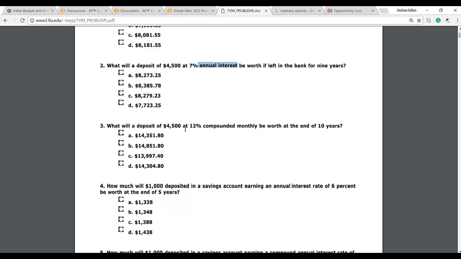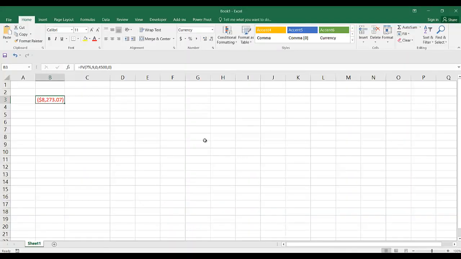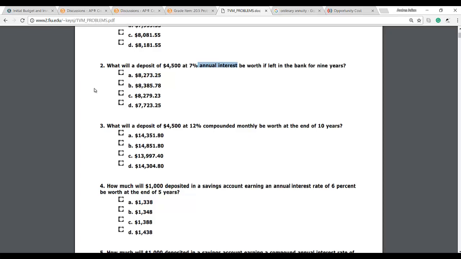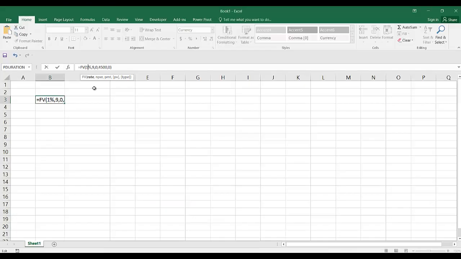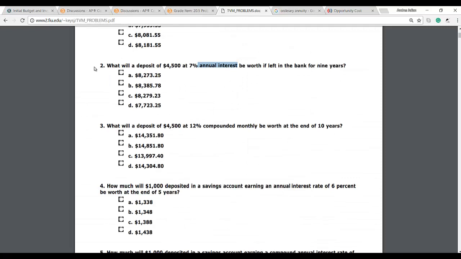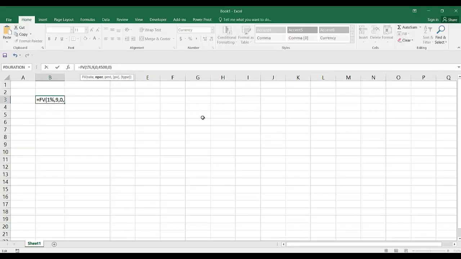What will a deposit of $4,500 at 12% compounded monthly be worth? In this case, the interest rate is 12 divided by 12 because it's monthly, so it would be a 1% interest rate. Then I have the number of periods, which is 10 years. Since it's compounded monthly, 10 years would be 120 months, because that is the period that I am using right now.